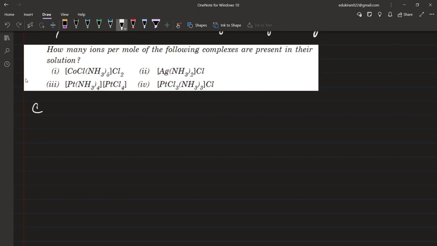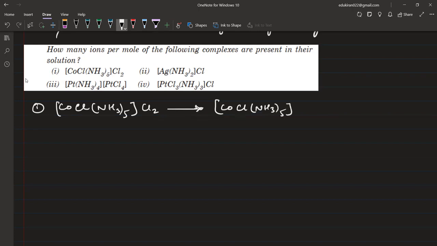Okay, see, number one, I have cobalt with 1 chlorine and 5 NH3 moles. Okay, so if I add water to it, sorry, I forgot the chloride ions, Cl2. So if I add water to this, then I will be getting [Co(Cl)(NH3)5], which is going to have +2 charge because we are having 2 chlorine negatives, 2 Cl negatives, right? So total number of ions is equal to how much?